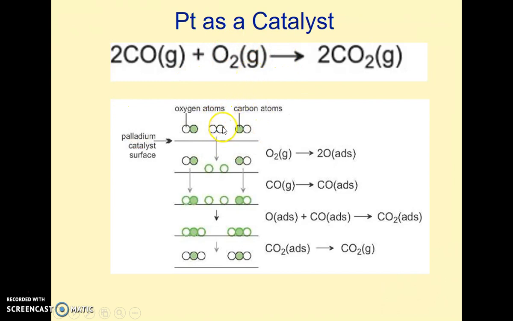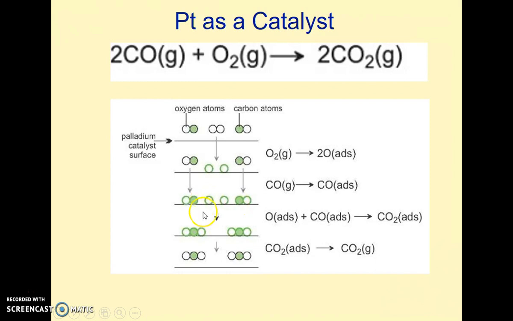So, if we take a look here, we have oxygen, all the white atoms, and carbon are the green atoms. And the oxygen atoms are attracted to the platinum surface. And when they're attracted to the platinum surface, the platinum helps break the bond between the oxygen atoms. Okay? Now, also attracted to the platinum surface are the carbon monoxide molecules. And because these oxygen atoms are here, and the carbon monoxide molecules here, it's easier for them to collide.